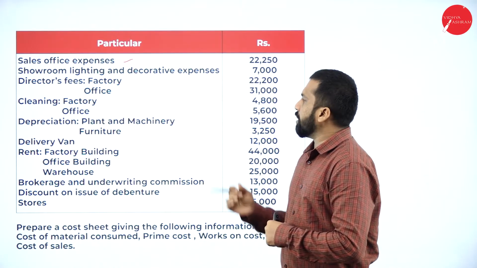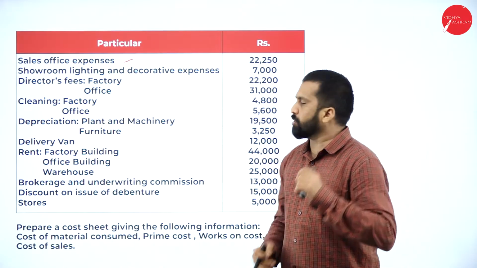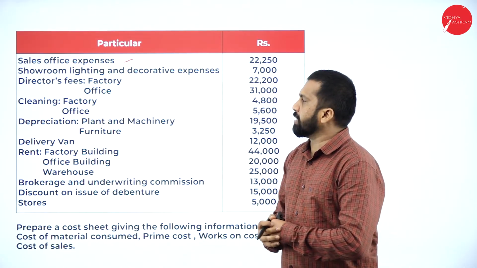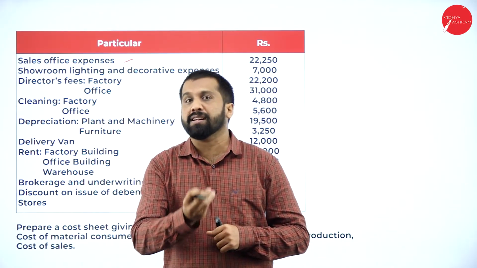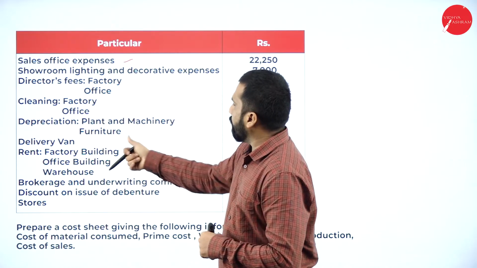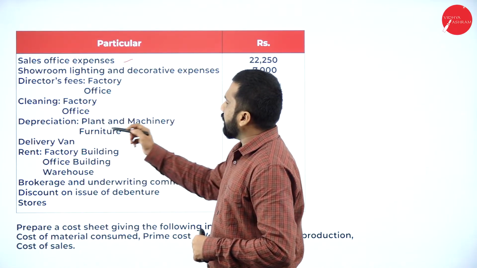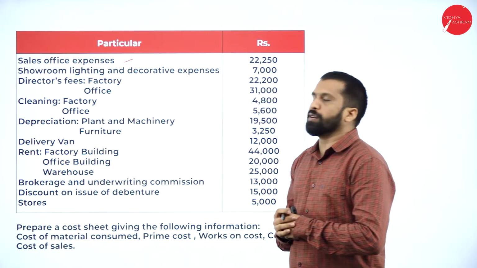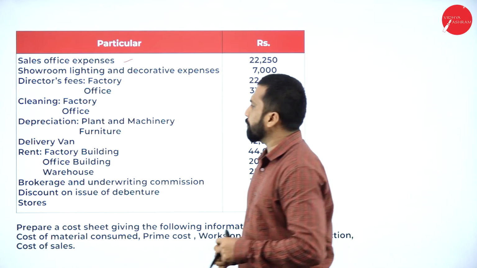Depreciation, plant and machinery comes under. Plant and machinery, where do we keep? In the factory. So it will come under factory. And depreciation for furniture comes under. Obviously it comes under where? It comes under your furniture comes under office. Then delivery van comes under where? Delivery van comes under your selling and distribution.